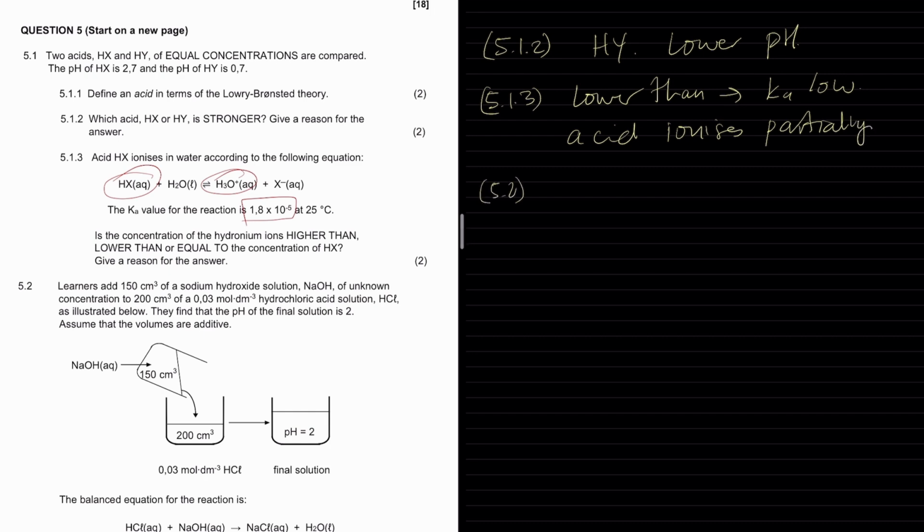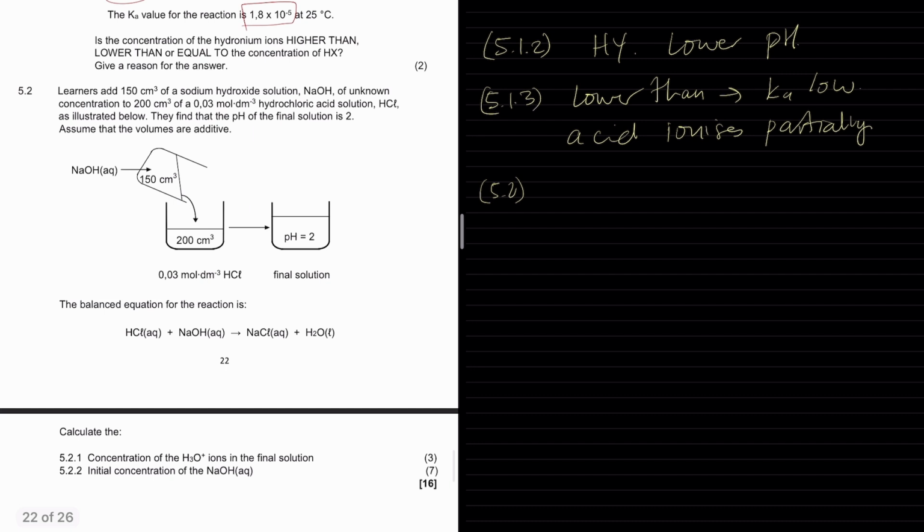5.2. Learners add 150 cm cubed of sodium hydroxide of unknown concentration to 200 cm cubed of a 0.03 moles per dm cubed HCl solution, as illustrated below. They find that the pH of the final solution is 2. Assume that the volumes are additive. They've given us the reaction, and they say calculate the concentration of the H3O plus ions in the final solution.